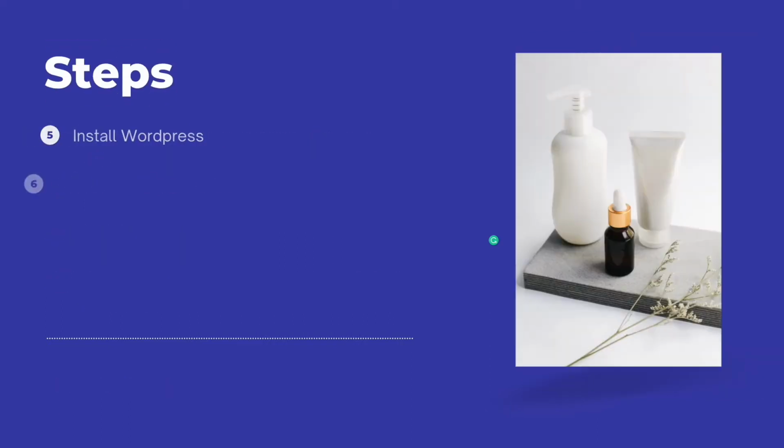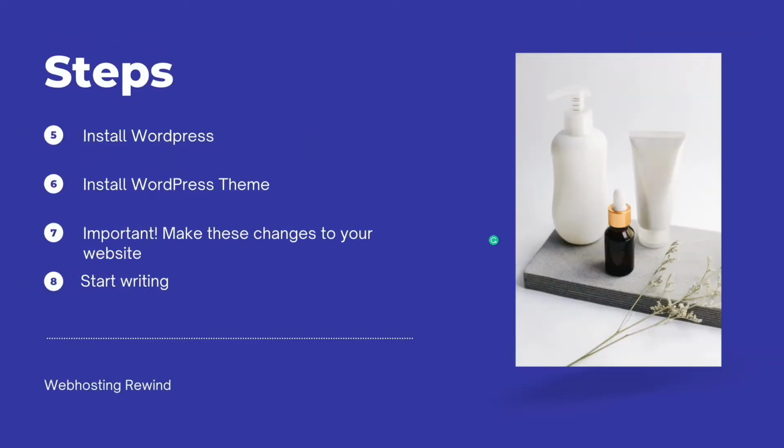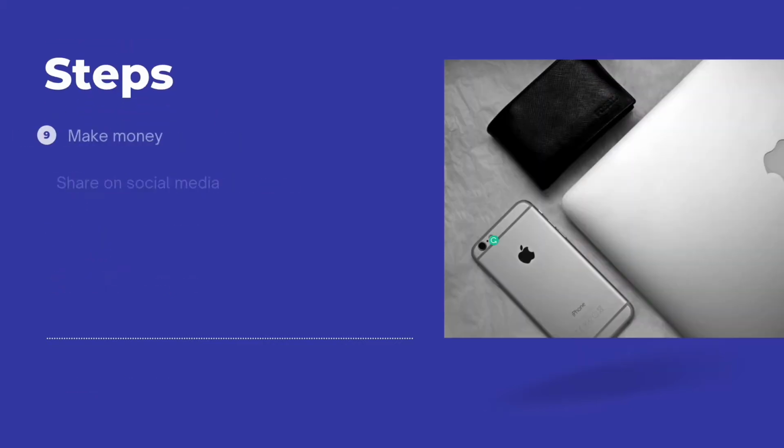Also, we are going to talk about installing WordPress, installing a WordPress theme, and what a WordPress theme is, and some important changes that you absolutely have to make in order to start making money, getting leads, sales, and traffic to your website. Then we're going to talk about writing and how to start writing the right way. And then we're going to talk about different ways to make money.